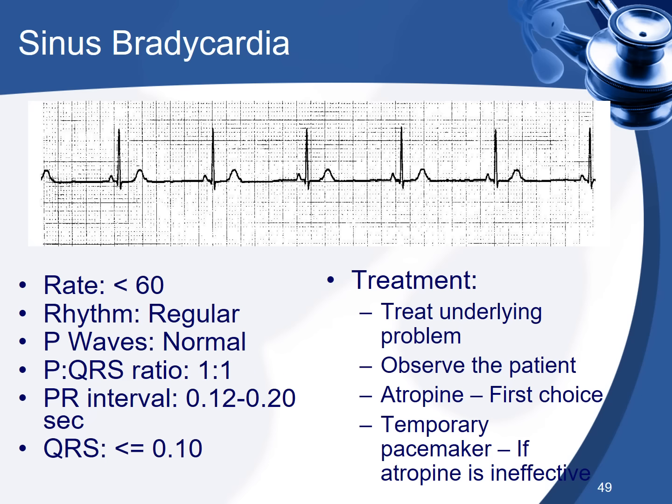Now, another reason why a patient could be in sinus bradycardia is if they're asleep. If the patient sleeps, their heart rate will drop. Please don't wake them up. That's fine. When they wake up, their heart rate should go back up to their normal level. But again, atropine is your drug of choice, 0.5 milligrams to 1 milligram. If atropine doesn't work, temporary pacemaker, and epinephrine, norepinephrine, or a dopamine drip.